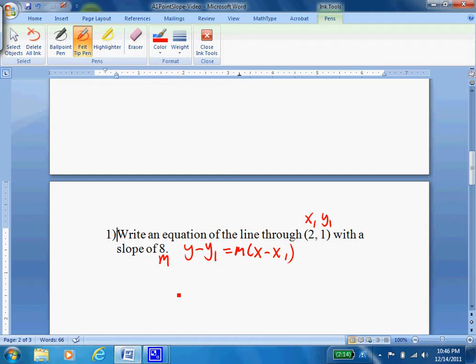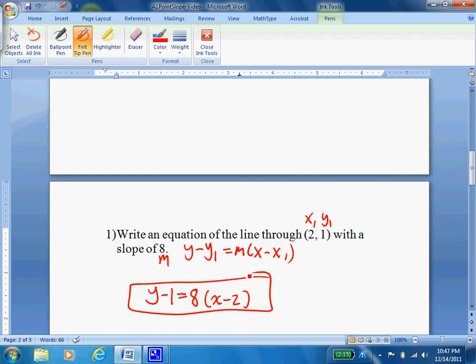So let's go ahead and plug these in. I have y, because I have positive 1 in my point, it's going to be minus 1 in my equation, equals, the slope is 8, and then x, since I have positive 2 as my point, I'm going to have minus 2 in my equation. So my line is y minus 1 equals 8 times the quantity x minus 2. And that's my equation of the line, and that's it. You can remember that, you're going to be in good shape. You'll be able to do all sorts of things with it.